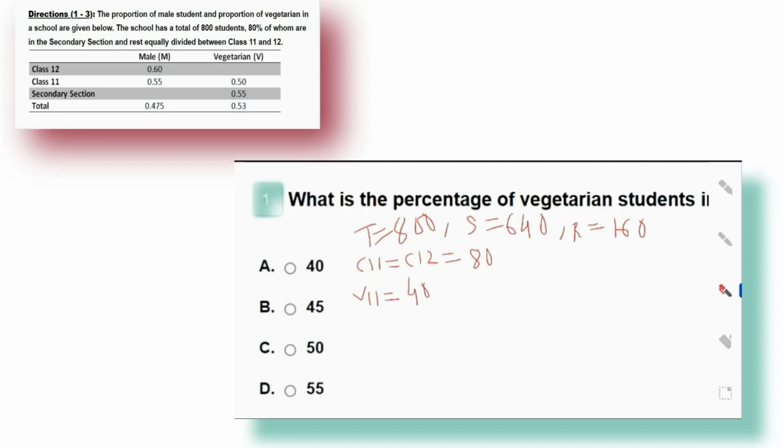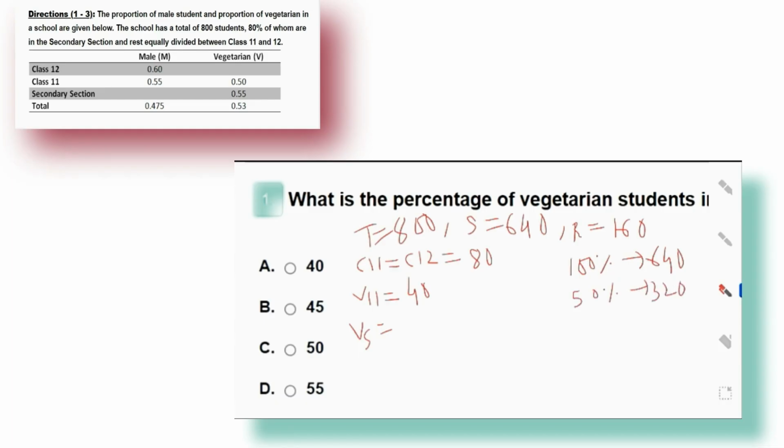And what is the secondary section's vegetarian count? That is 55% of 640. So how to calculate 55% of 640 very quickly? Okay, let me show it. So vegetarians in secondary section is equal to 55% of 640. So to calculate 55%, let's say, what is the 100% of 640? That is 640, right? So what is the 50% of 640? That is half, right? So 320.